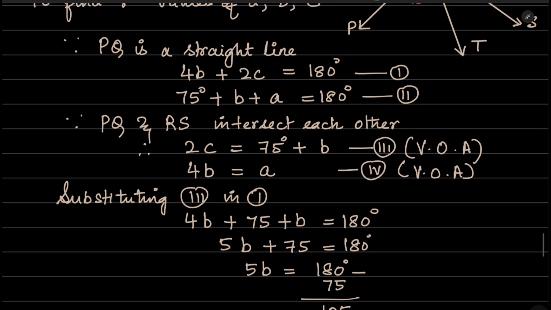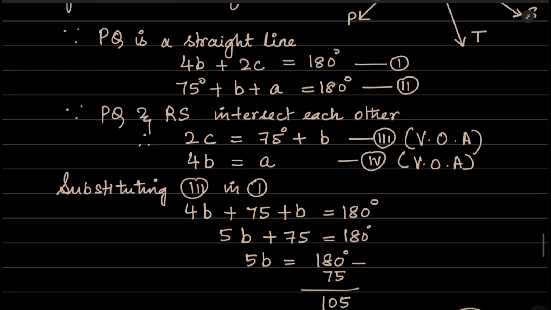And then you have to think and do, right? 4B plus 2C. You already know 2C in terms of B. Substitute 2C here. Solve for B. Once you get B, again make use of the equation wherein you are getting A from B. Substitute the value of B, multiply it with 4, you get A.